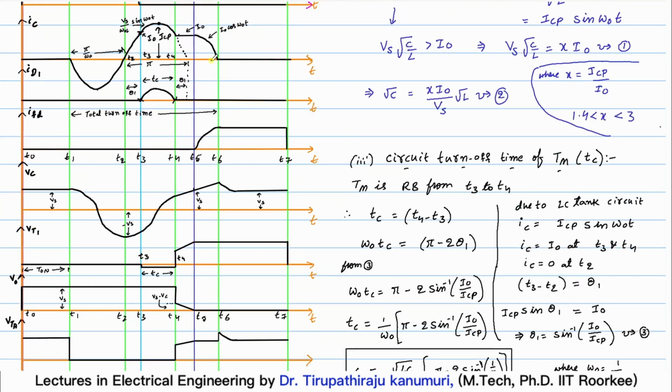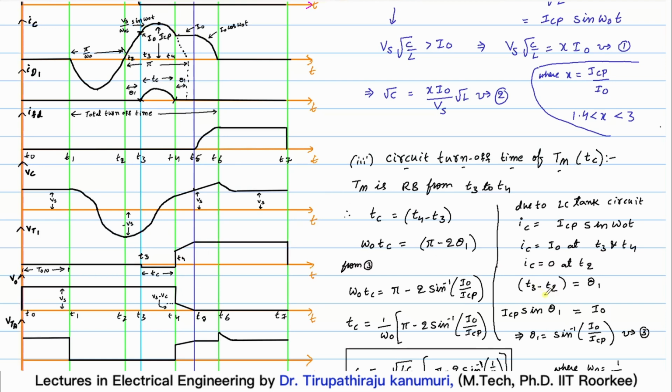because you can see the current waveform IC. IC is what is happening, sinusoidally increasing. It is reaching I0 at T3 and gradually it is increasing further. This is at time T3. So gradually increasing, reaching its maximum, again coming down, reaching again I0 at T4. Same thing I am mentioning, it is at T3 and T4. And IC is equal to 0 at T2 because it is starting from T2 and gradually rising.